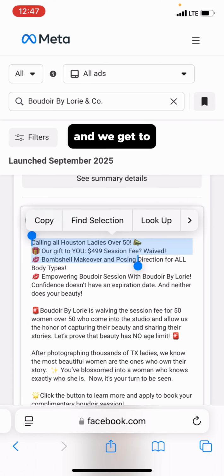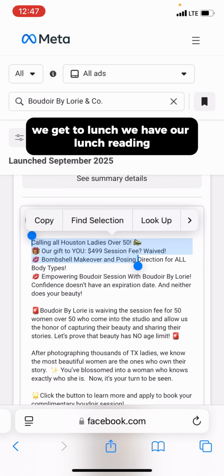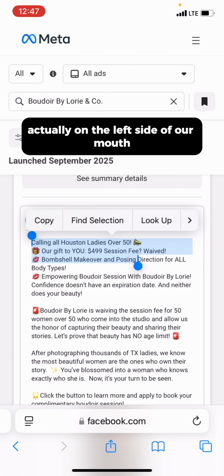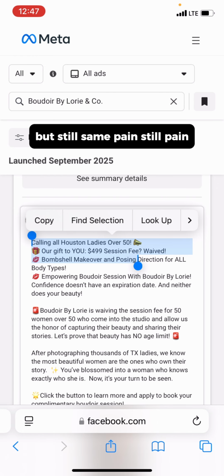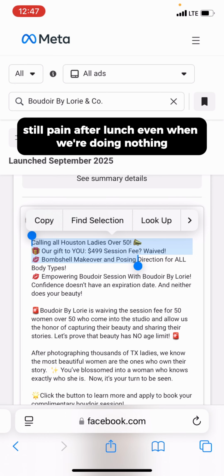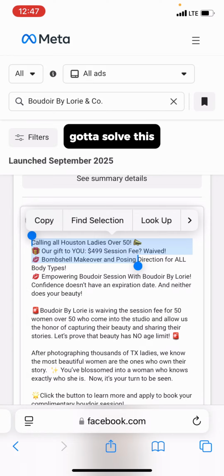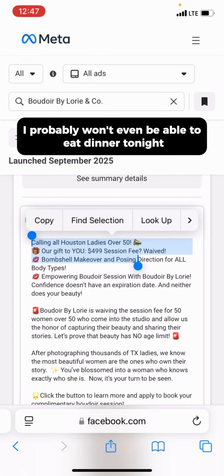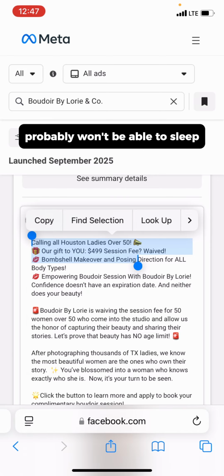And we get to lunch. We have our lunch eating actually on the left side of our mouth, but sometimes food goes over the right side. But still, same pain, still pain whenever we chew, still pain after lunch, even when we're doing nothing. So we're like, all right, got to solve this. I probably won't even be able to eat dinner tonight. Probably won't be able to sleep. So we call up our dentist.